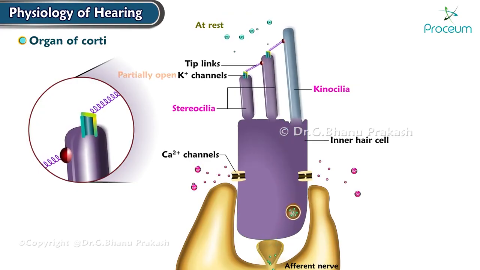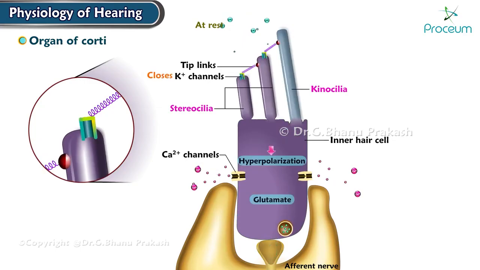Therefore, deflection of stereocilia toward the shortest stereocilia closes the potassium channels and inhibits signal transmission by the afferent neurons.